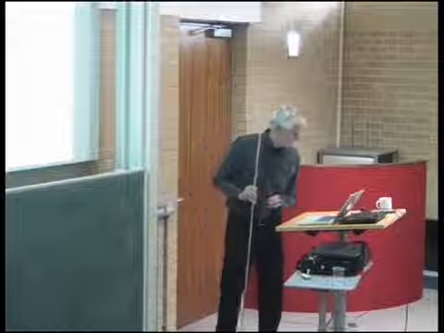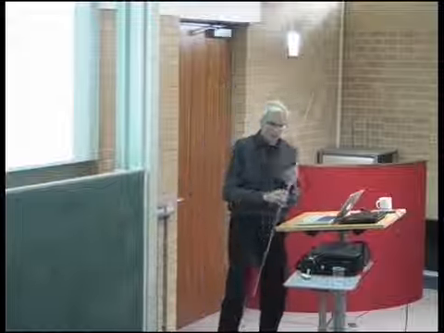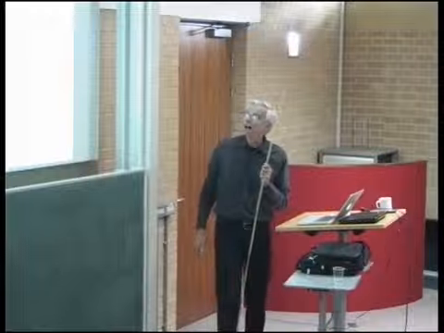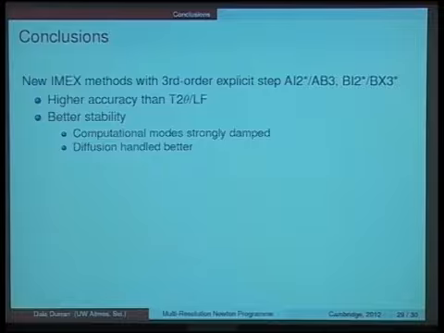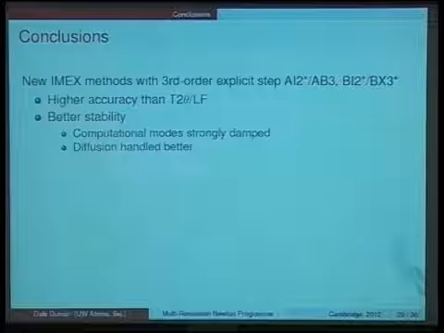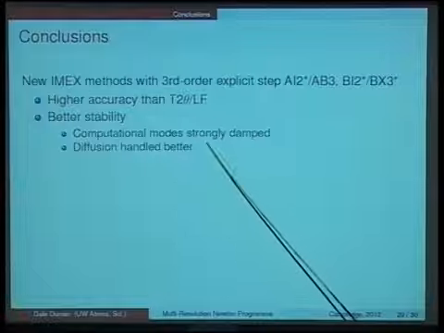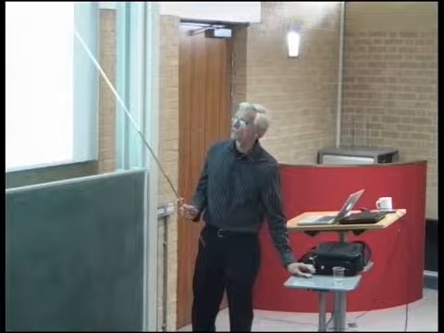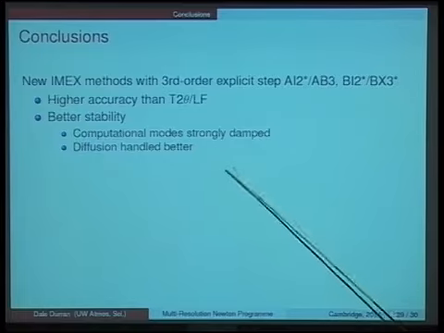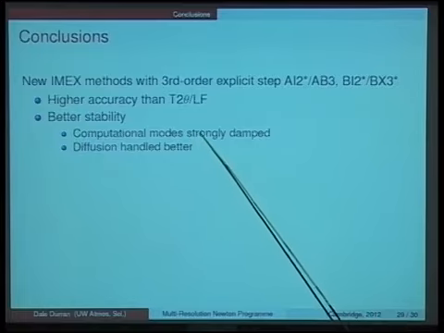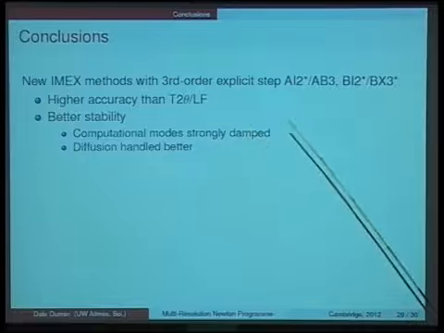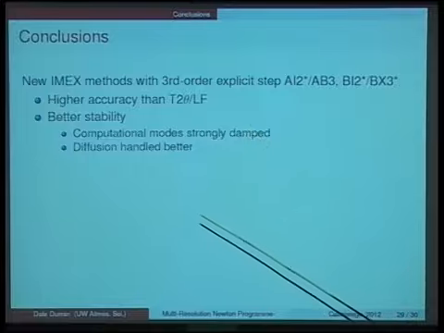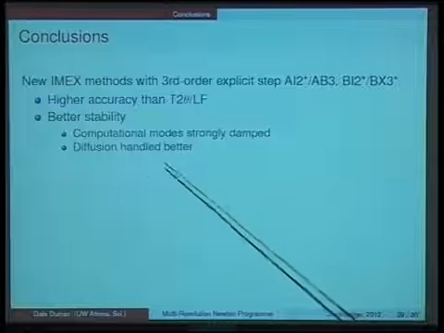But of course, since these are our higher order methods, as you start decreasing the time step, it behaves a little better. So, coming to the summary, the new IMEX methods with third order explicit step have higher accuracy than the leapfrog trapezoidal. They have better stability. The computational modes are very strongly damped. So, people whose experience with computational modes revolves only around the leapfrog scheme need to rethink, because most of these better multi-step methods have very strongly damped computational modes that just die off. They never grow up. They never get big and strong.